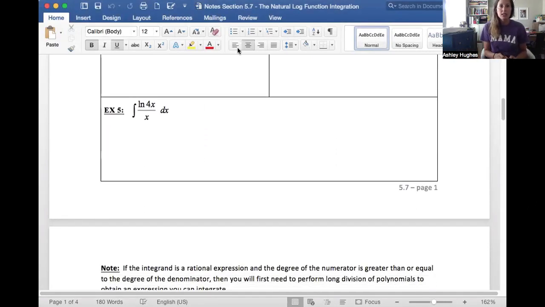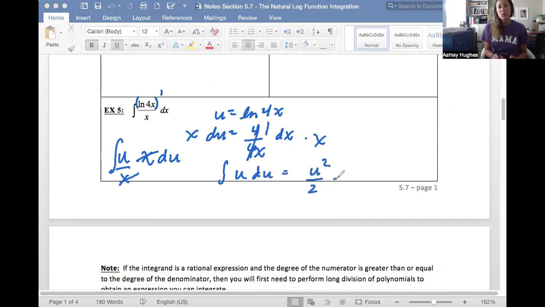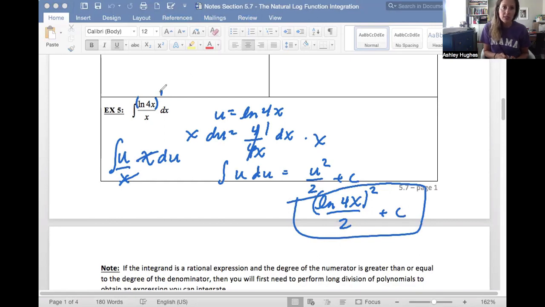Same idea here, except in this case, your u is actually the top. Okay, it's to the first power, but your u is the natural log of 4x. Your du would be 4 over 4x, or just 1 over x. And then solve for dx. So I have u over x, and then dx is x du. So those x's cancel. So you're just integrating u. And so the answer is u squared over 2. So natural log of 4x squared over 2 plus c. So it's actually just like the one we just did, except instead of to the fourth power, it's just to the 1 power. And then you have that 4x there, but that canceled out anyways.